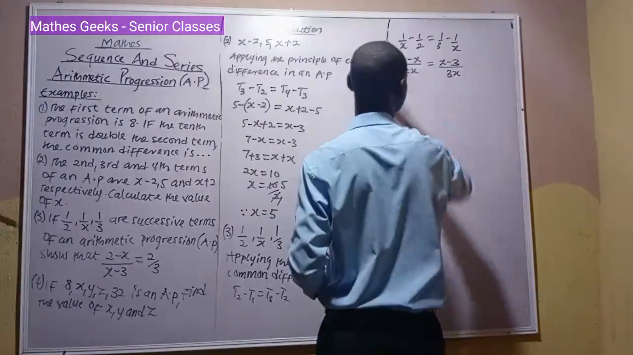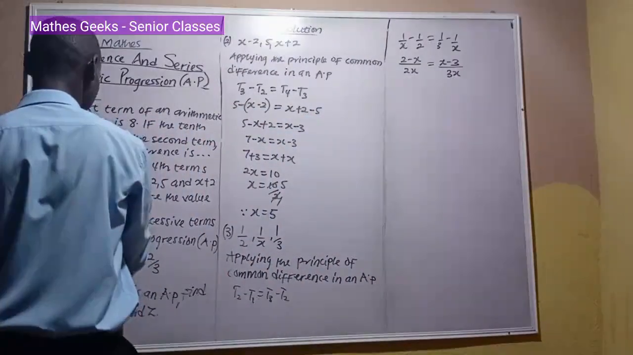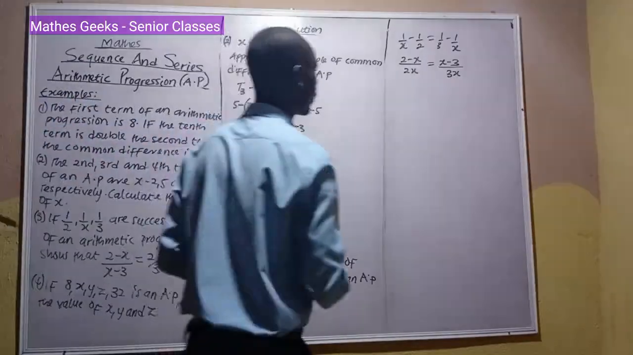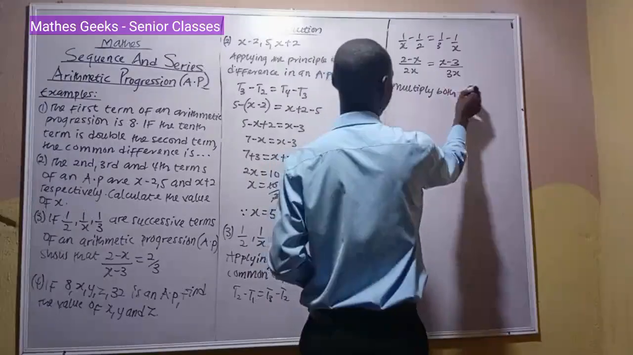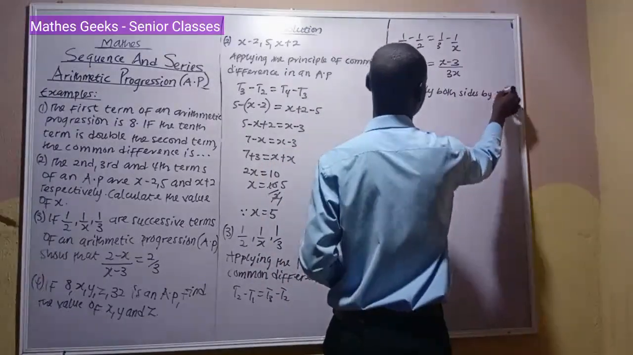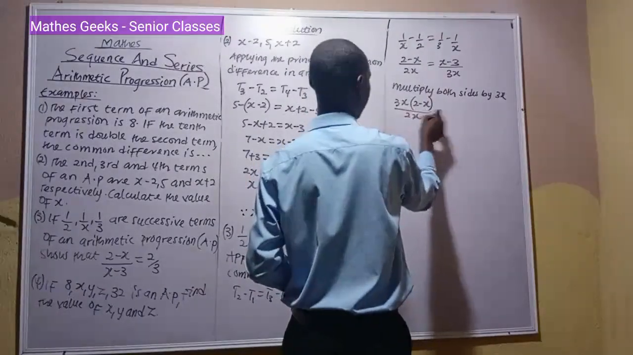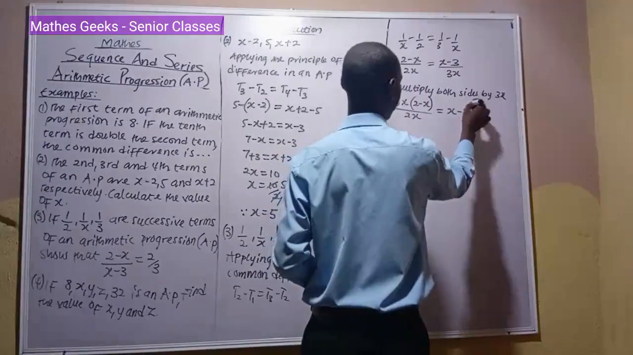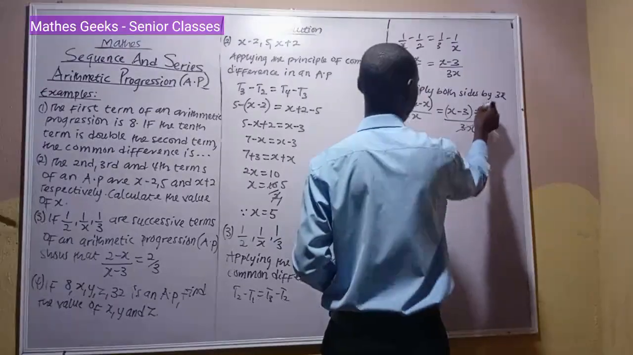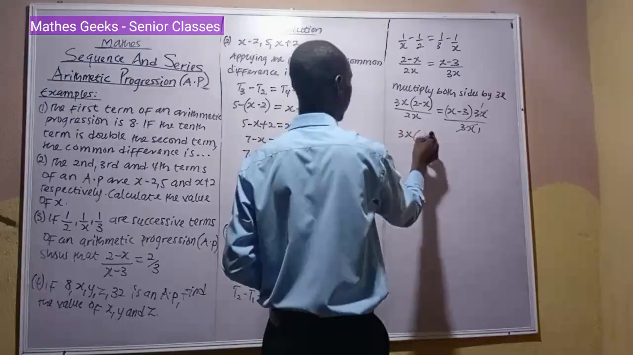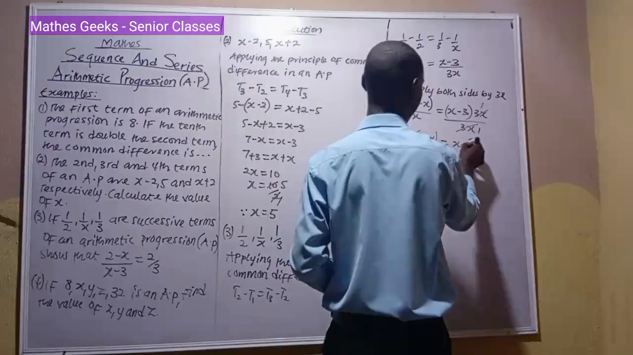Now the next thing is, since we want to show that 2 minus x divided by x minus 3 is equal to 2 over 3, we're going to multiply both sides by 3x. This gives 3x times (2 minus x) over 2x is equal to x minus 3 over 3x times 3x. So this will cancel, and this will give me 2 minus x over 2x is equal to x minus 3 over 3x.